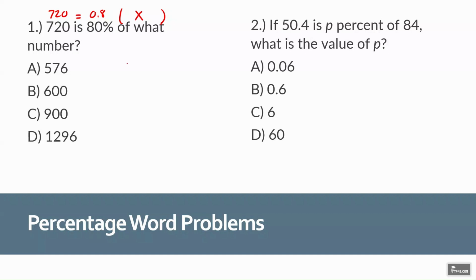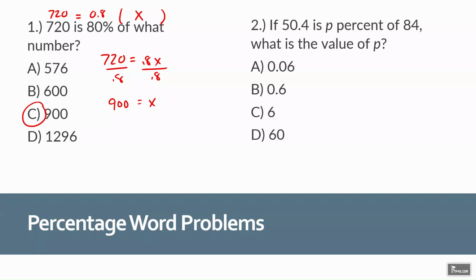And now I have an equation to solve. 720 equals 0.8x. I'm going to divide both sides by 0.8. So on your calculator, type in 720 divided by 0.8, and you should get 900. And your answer is C.